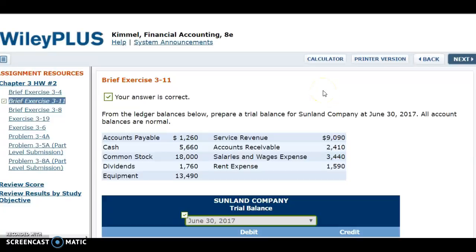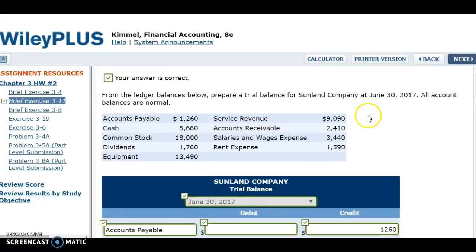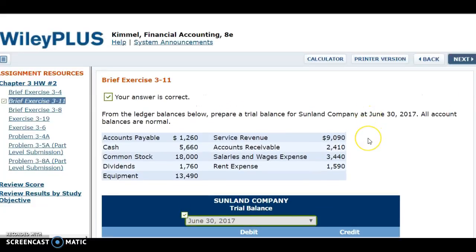I've been given the lesson chapter number 3 and exercise 11. And as you can tell, I've already answered it, so I wish I could delete the answers off there and go through with you. But the question says, from the ledger balance below, prepare a trial balance for Sunland Company at June 30th, 2017. All account balances are normal.